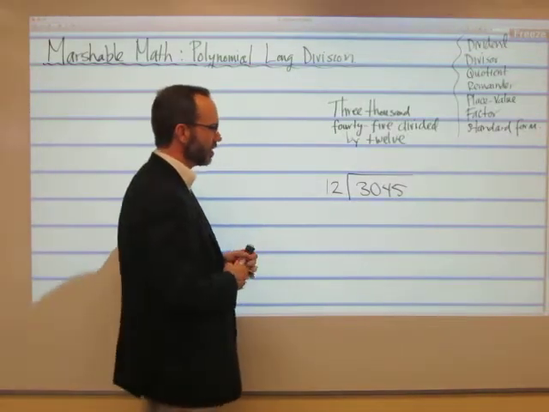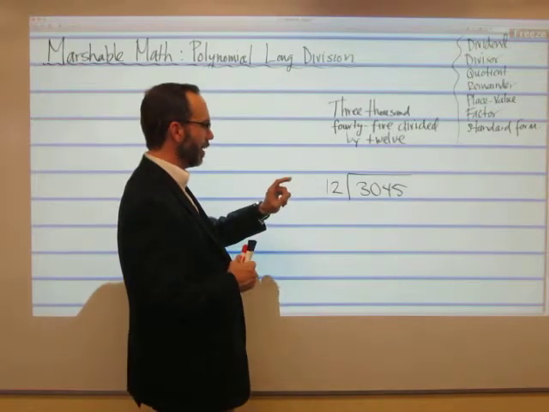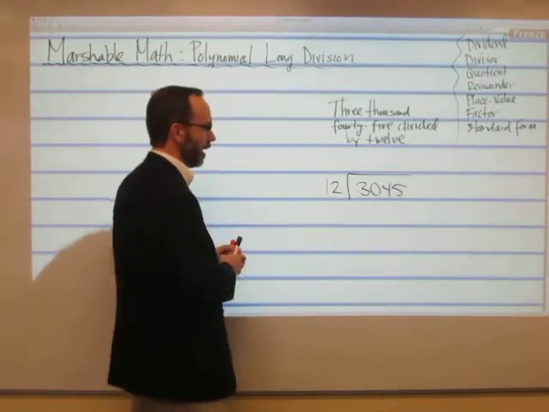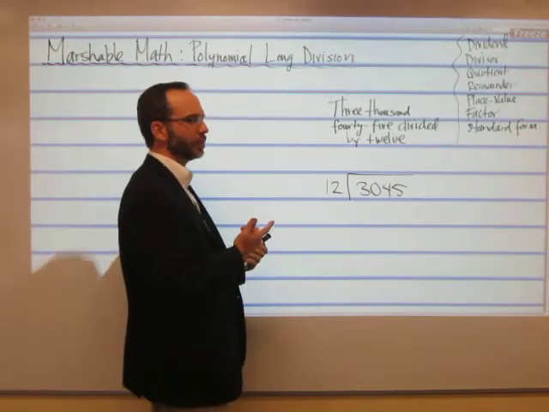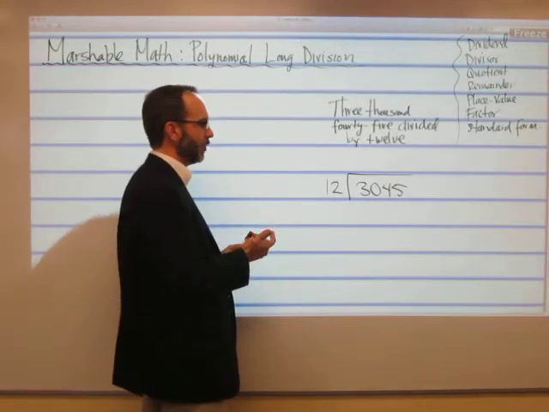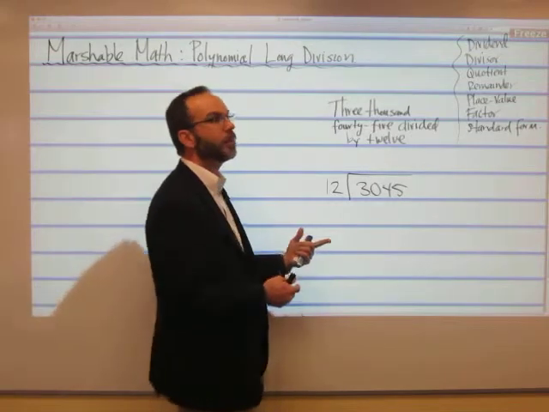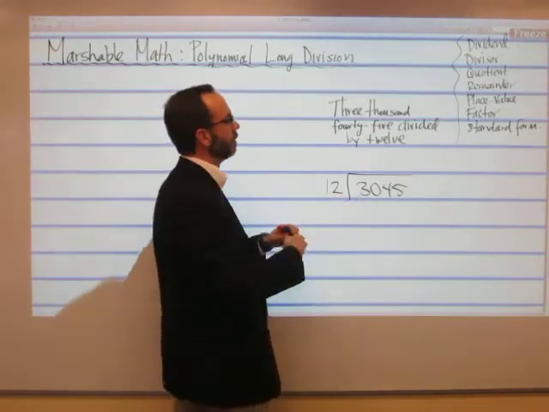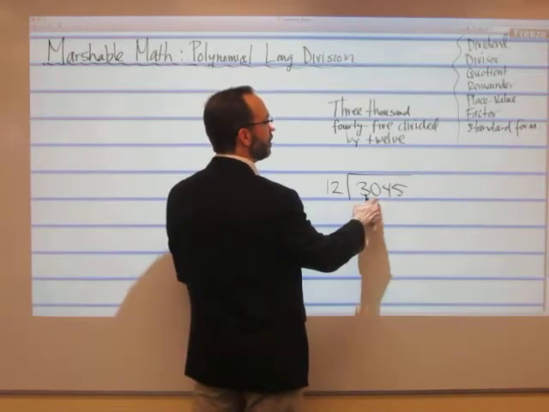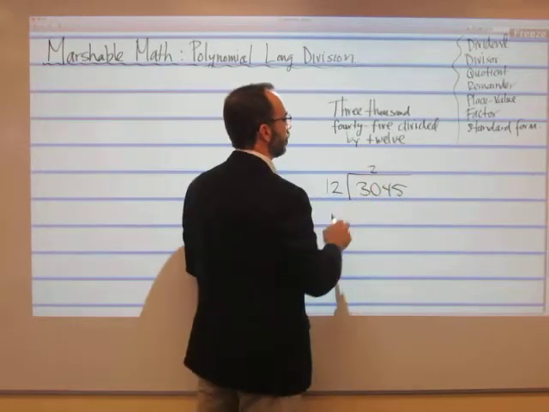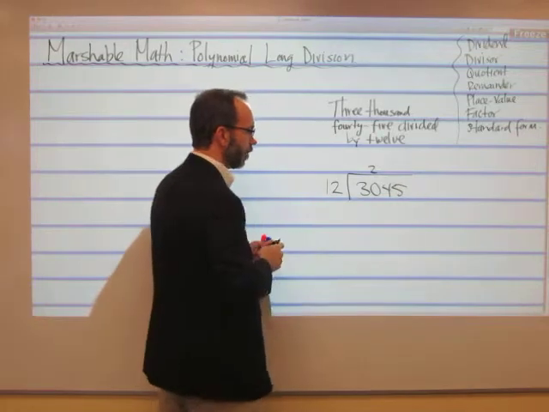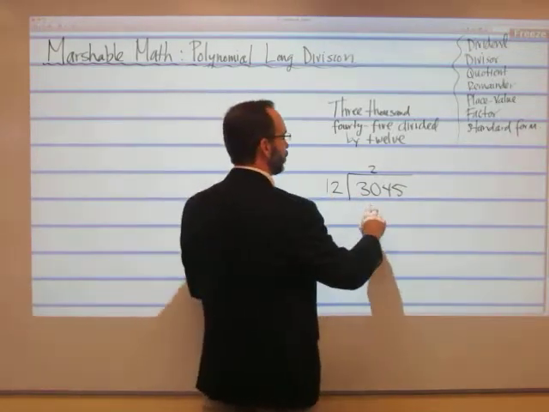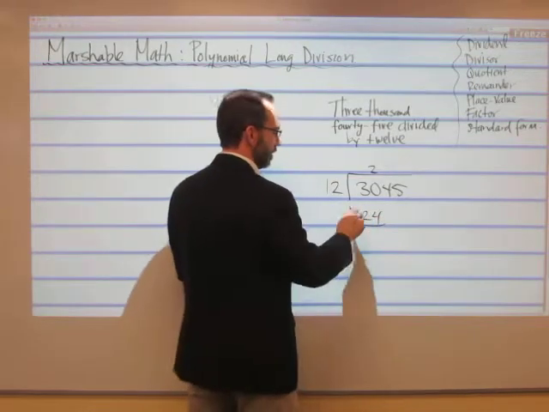The question is going to be, what do I multiply 12 by to get close to 30 without going over? Let's see here, 12 and 24 and 36, so 2, right? And where do I put the 2? Does it go above the 3? If you remember right, position's important. I've got to put the 2 above the 0 here because that's the last number that we're considering in the problem so far. Now I take 2 times 12 and I multiply. I get 24.